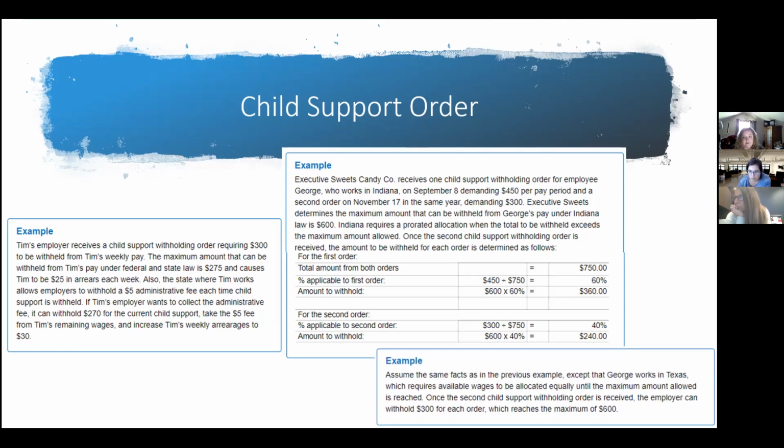Different scenario, same facts, but now let's say that George works in Texas. Texas is a state which requires the available wages to be allocated equally instead of the prorate method. So we're going to take our child support orders and allocate equally. We're going to put 300 to one, 300 to the other, until we are at the $600 max. Questions on those?